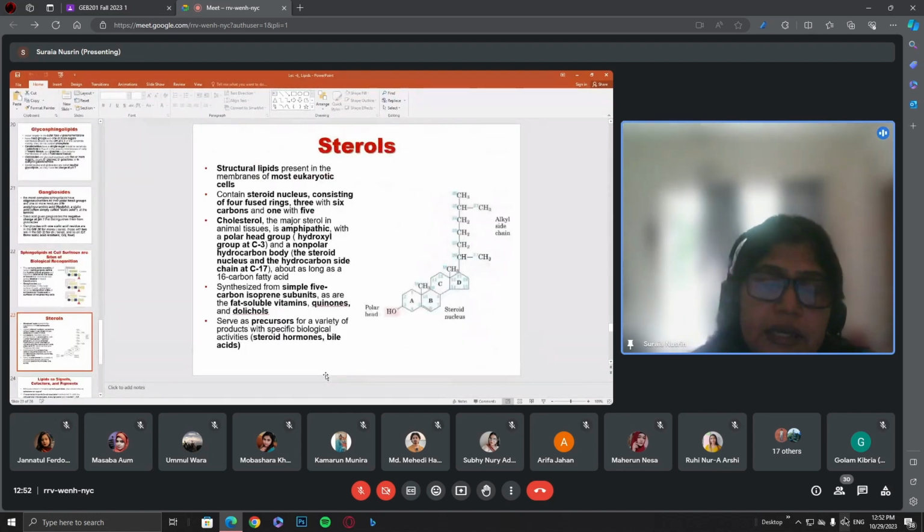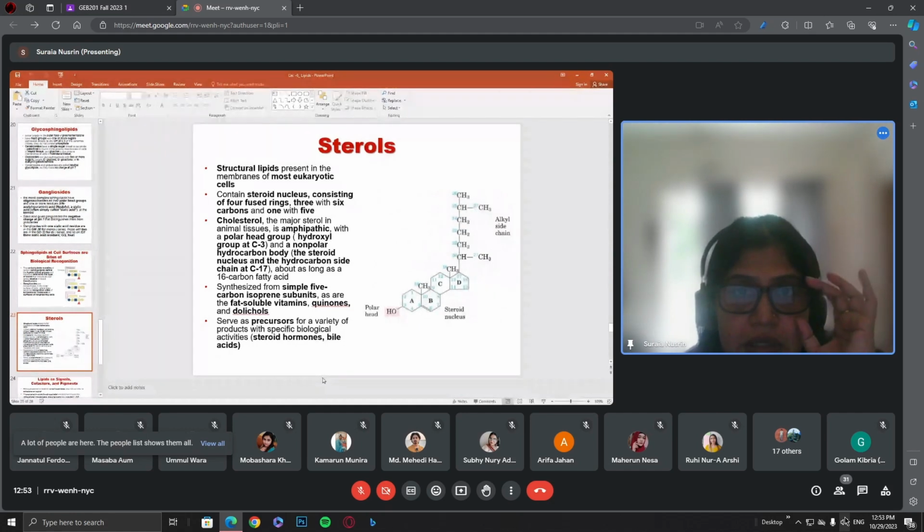Okay, let us move to the next one, and the next membrane lipid is sterol. Membrane lipids are structural lipids, but sterols are actually present in eukaryotic cells. Whereas other lipids, as we have seen from the beginning, can be present in prokaryotes as well, these sterols are usually present in eukaryotic cells.